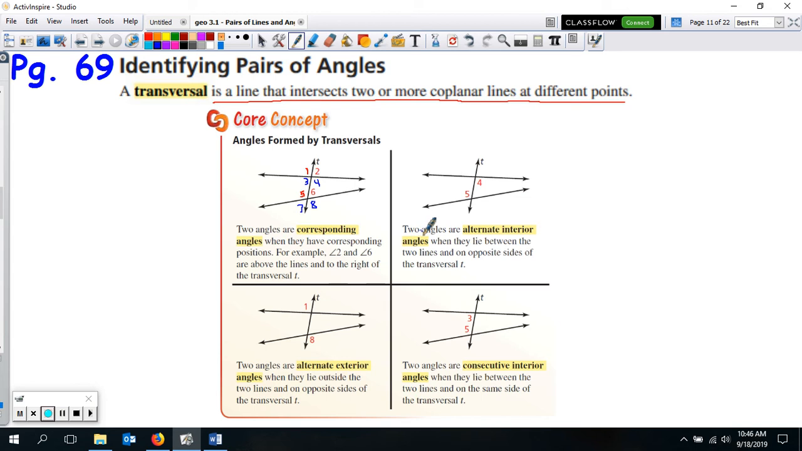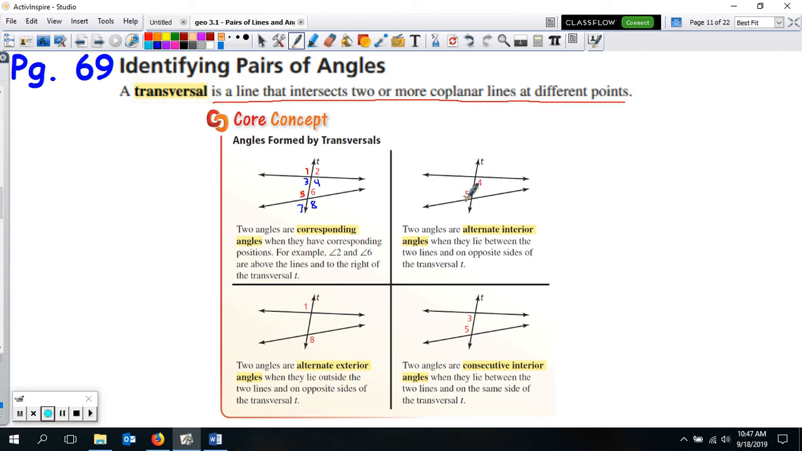All right, so the next one here talks about alternate interior angles. The word alternate means that they're going to be on the opposite side of the transversal. They're going to alternate over the transversal. So 4 and 5 are in those positions. They are in the alternate interior positions. They're in alternate positions because they're on each side. 4 is on the right side of the transversal, 5 is on the left. And then the word interior means that they're in between the 2 lines. So they're inside the 2 lines. So 4 and 5 are alternate interior angles.